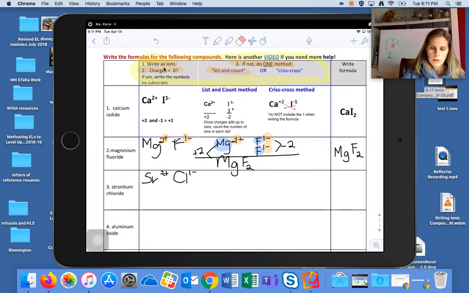Okay, so again, I did step 1. I wrote the ions and their charges. Now, step 2, do those charges equal 0? Well, I look, a 2 plus and a 1 minus. No, those do not equal 0. They don't add up to 0 yet. So again, I'm going to do the list and count method. So I'm going to list Sr2 plus, Cl1 minus.